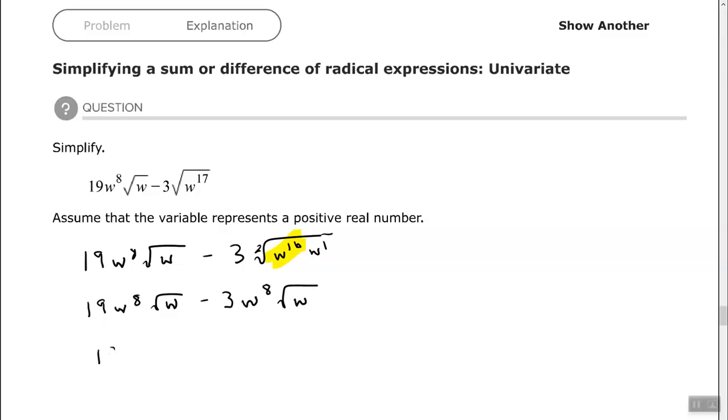So 19w to the 8th minus 3w to the 8th, all times the square root of w. And to do that, we just say 19 minus 3 and keep that w to the 8th. So 19 minus 3 is 16w to the 8th times the square root of w.